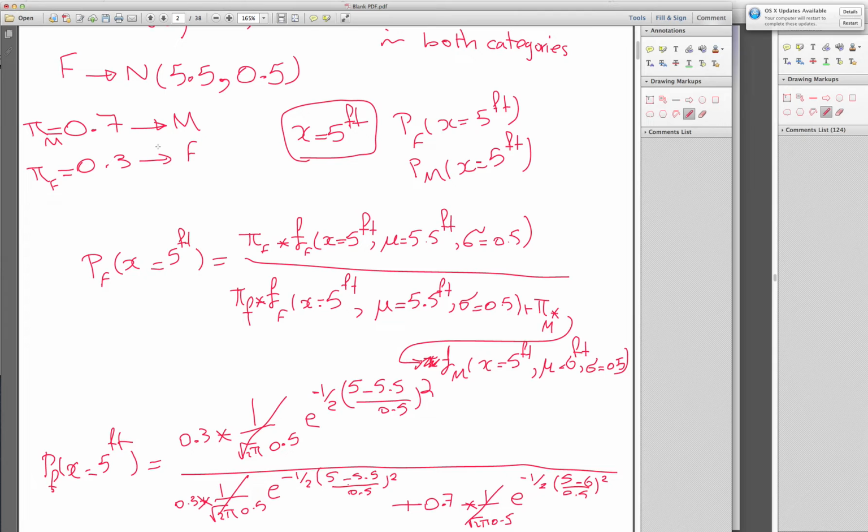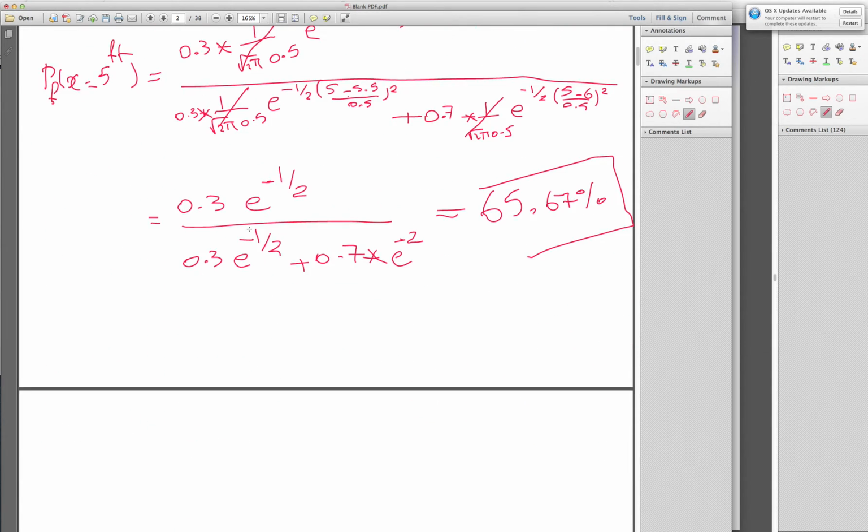Before, there was 70% chance that, if you randomly pick a person, it's a male, and 30% that it's a female. That's the prior probability, so it's more likely to choose a male. But given that you know her height to be 5 feet, it's a 67% chance that we're dealing with a female instead of a male.